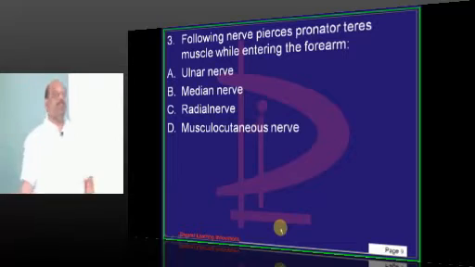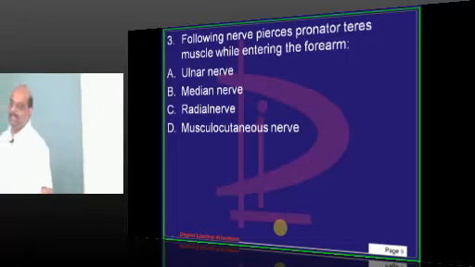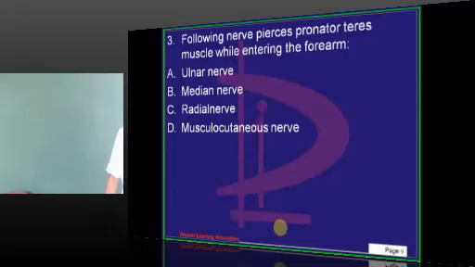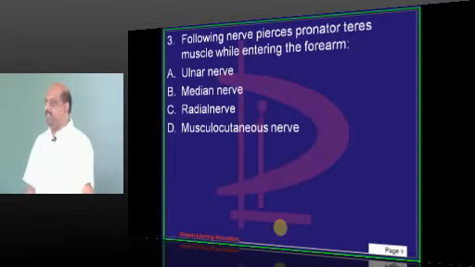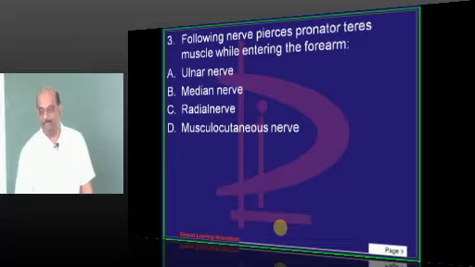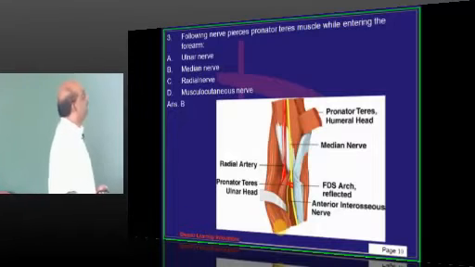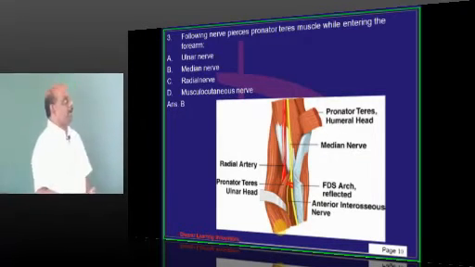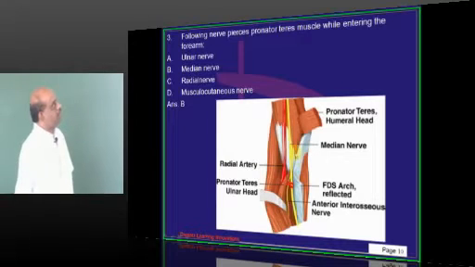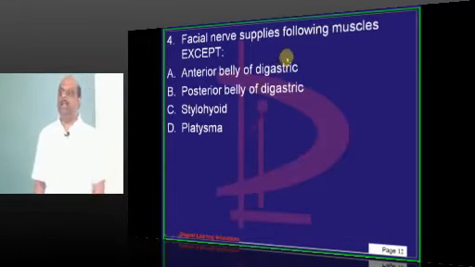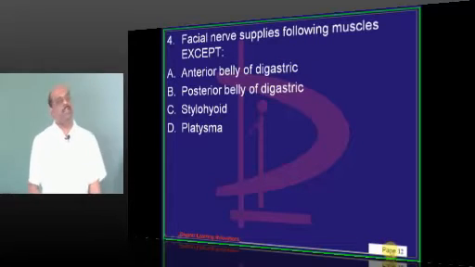Which nerve passes through pronator teres? Median. We were all fresh in anatomy. Our aprons were recently stitched when we were dissecting the cubital fossa, if you remember. So, median nerve is what you need to remember, typically pierces through the pronator teres. Facial nerve supplies all these except, very standard question.